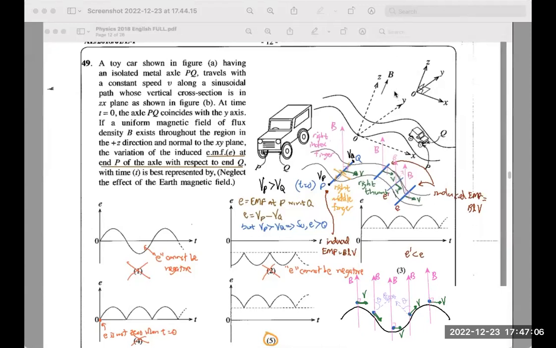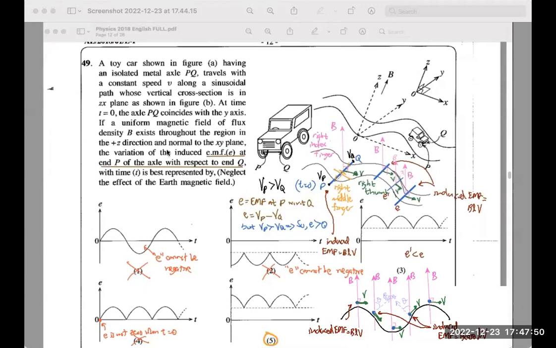So at this point, induced EMF is directly going to be BLV. But at these two points, the in-between points, what is the equation for induced EMF, guys? Tell me. Induced EMF will be B cos theta LV, because you have to consider the component of magnetic field perpendicular to the direction of motion. So I'm saying at the crest and at the troughs, induced EMF will be maximum, but at the in-between points, it will not be maximum.